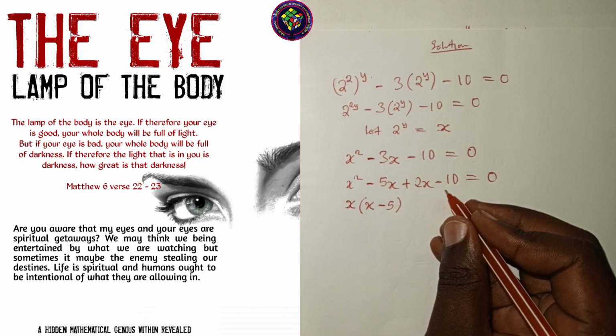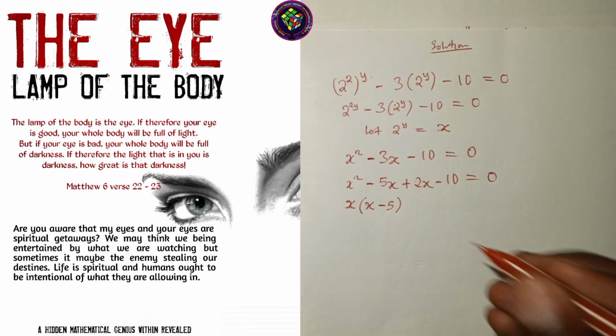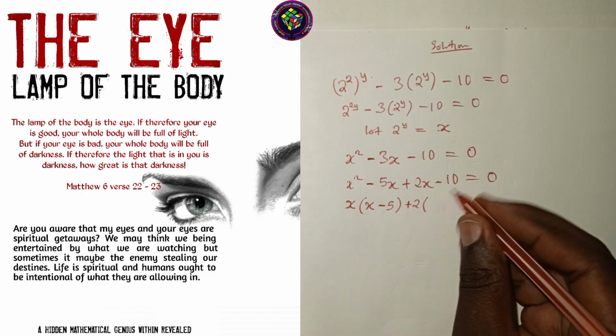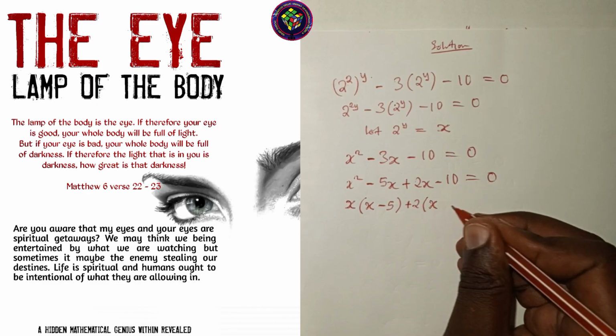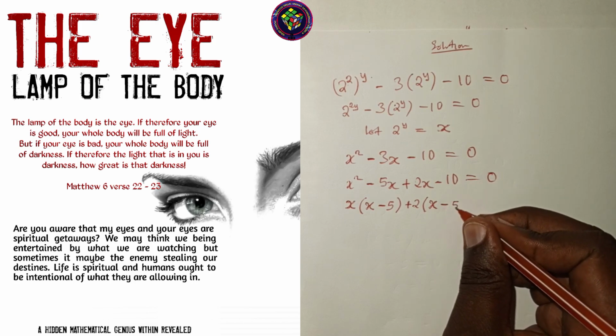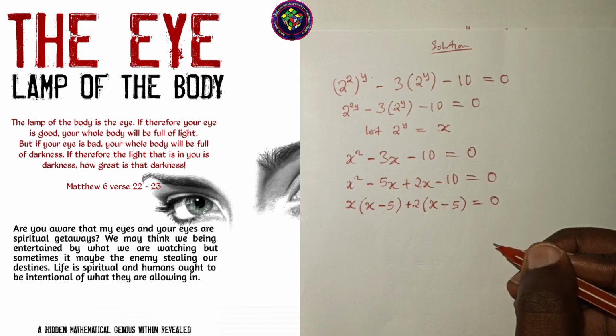Okay, and in these two, we can see that the common factor there is positive 2. So divide out plus 2. So 2x divided by 2, you get x. 10 divided by 2, you get 5. So is equal to 0.